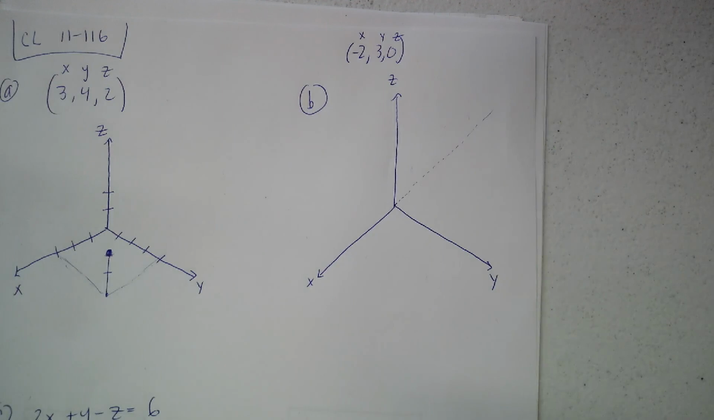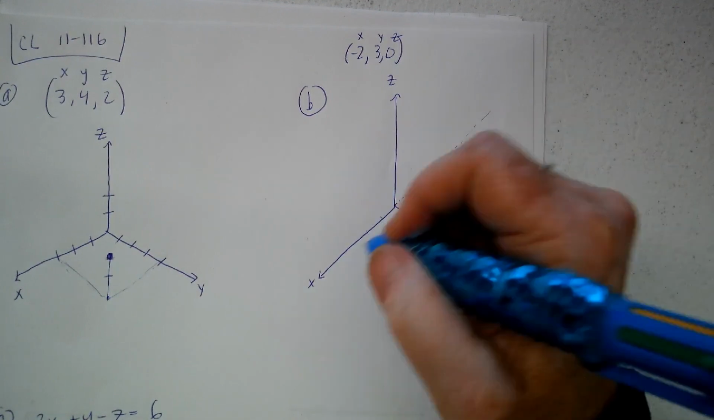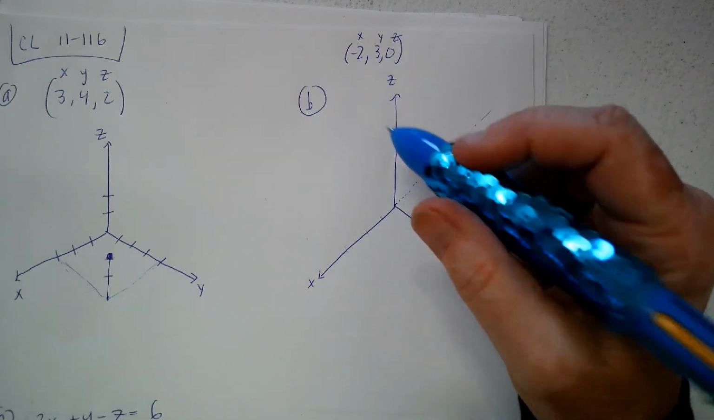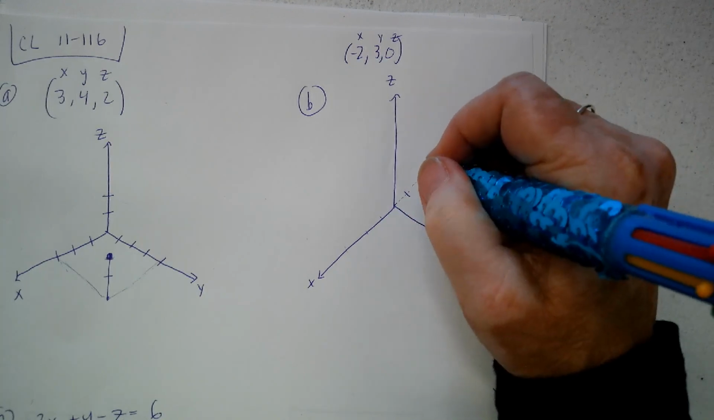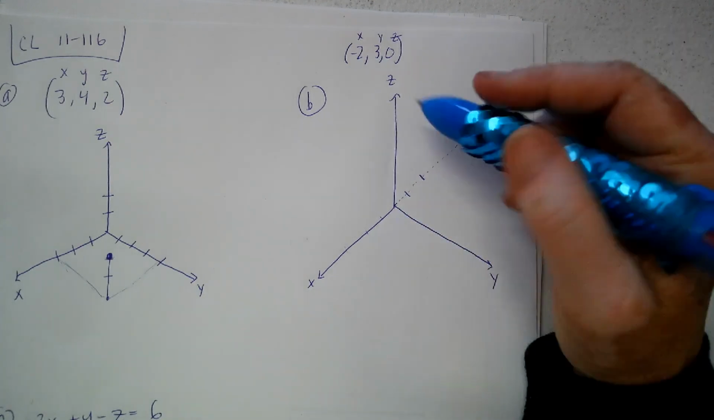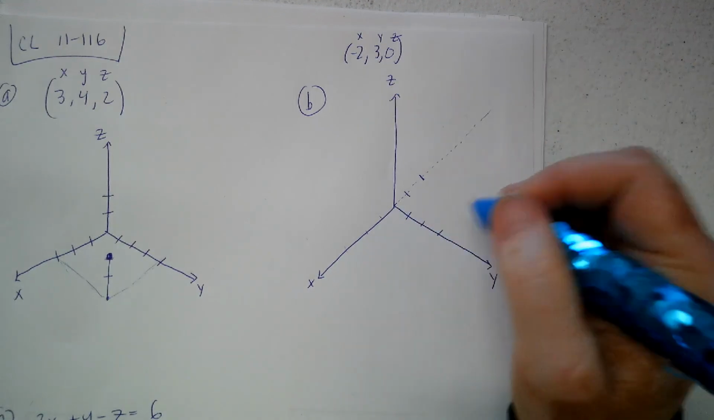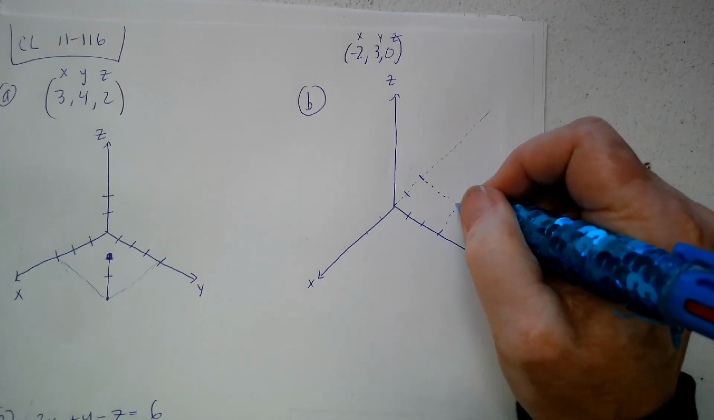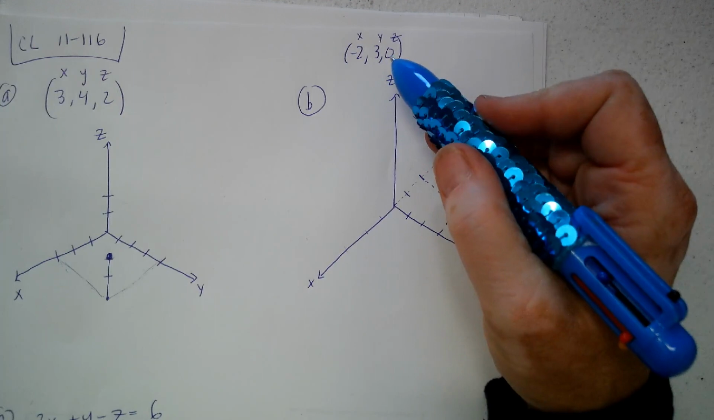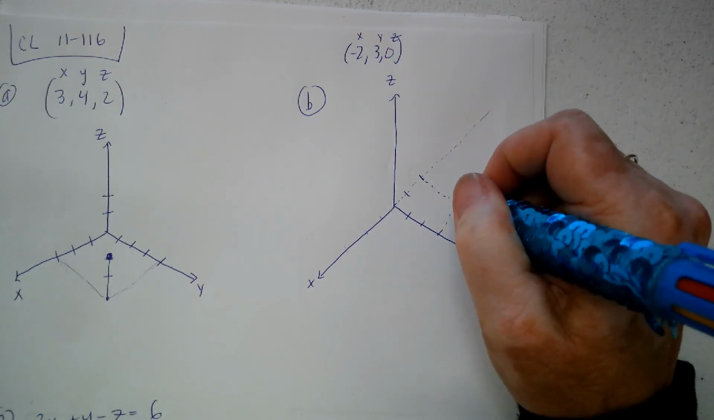So it's fine. And then on letter B, if this is the positive 1, positive 2, positive 3, or whatever, I need to go to negative 2. So that's going to be over here. And then y is going to be 3. And z is going to be 0. So it's just going to be flat. It's just sitting flat on this plane.